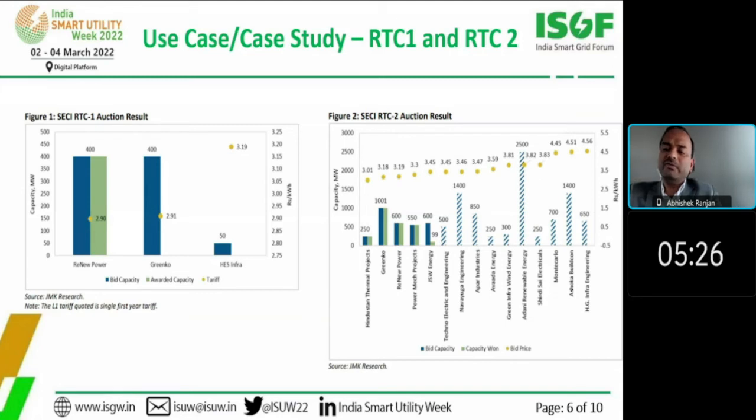So 3.5, 3.6 rupees per unit for RTC, that too load following, with firmness, without the need for ancillary service support. If utilities are being given these kinds of products, it is much better than today. For example, in power exchanges, you have RTC rates of 5 rupees 50 paise or something like that. So much volatility is there. So this is achievable using further optimization, as we spoke about in the previous slides. Next slide, please.